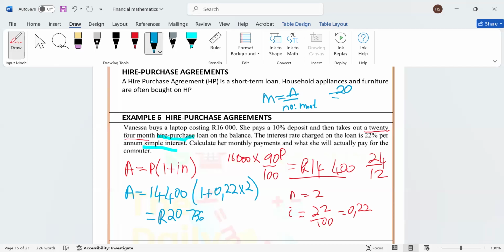So what is our accumulated amount in this case? 20,736 divided by 24. That's 864 a month. And for those who have phones, they will tell you sometimes. Let's say you also took insurance. I'm sure you want to insure this laptop, just in case it gets stolen. Then we'll add the insurance money to this. This is not the only amount you're going to be paying. You'll find we're also going to add 100 rand for the insurance.